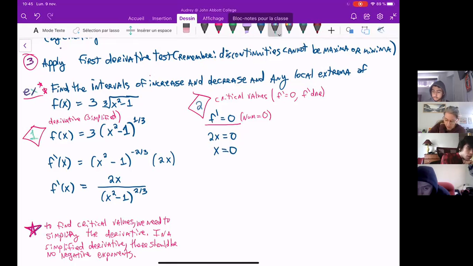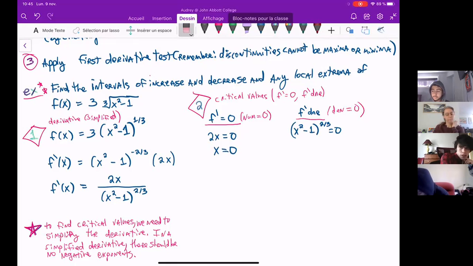And then I'm going to see where f prime does not exist. And again, when we have a fraction, this is where the denominator equals 0. So I have x squared minus 1 to the 2/3 equals 0. The power doesn't matter, so I end up with x squared minus 1 equals 0, which gives me which x values? It's +1 and -1.